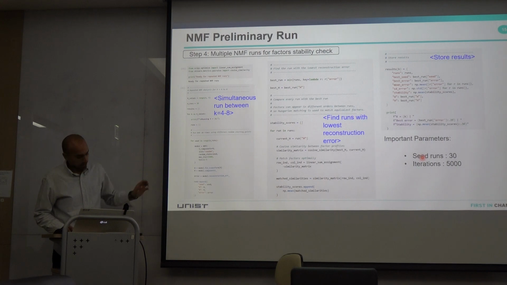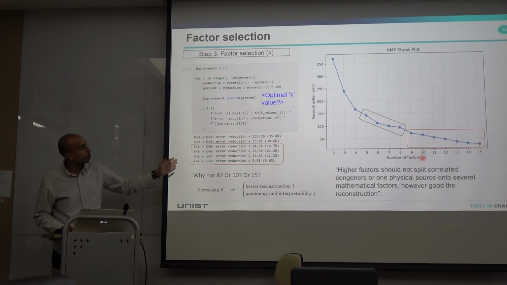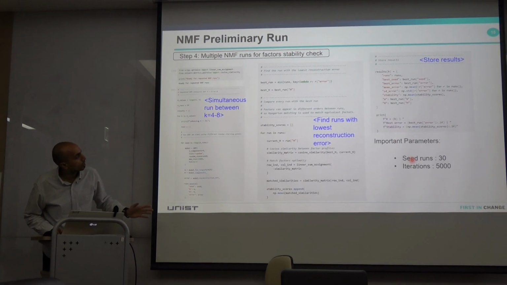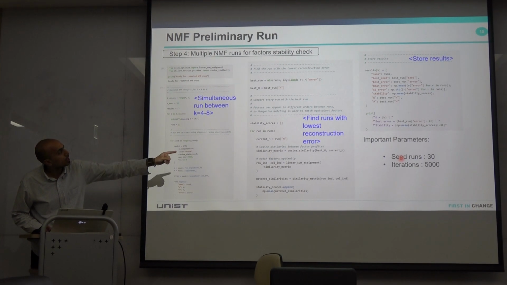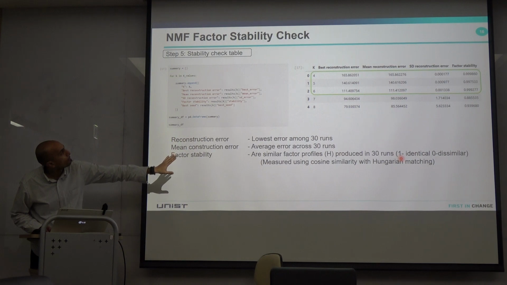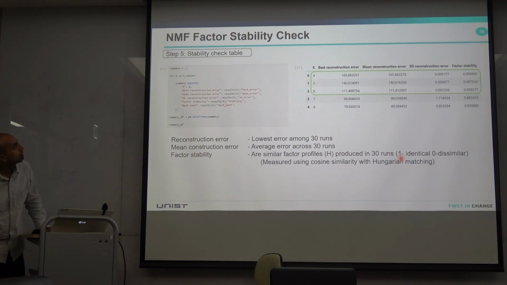So the sweet spot is to test between 4 and 8. That's what we are doing now. I did 30 seed runs for 5,000 iterations and found the runs with the lowest reconstruction error. Now again we see here the best reconstruction error and the mean reconstruction error. This is the one that gets us closer to the actual number of factors.